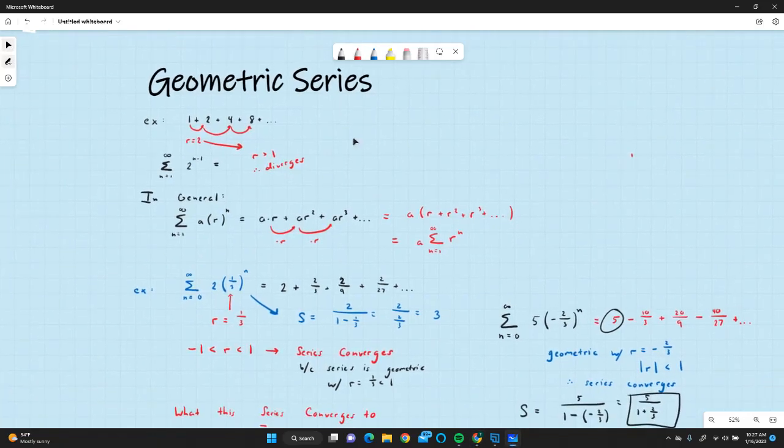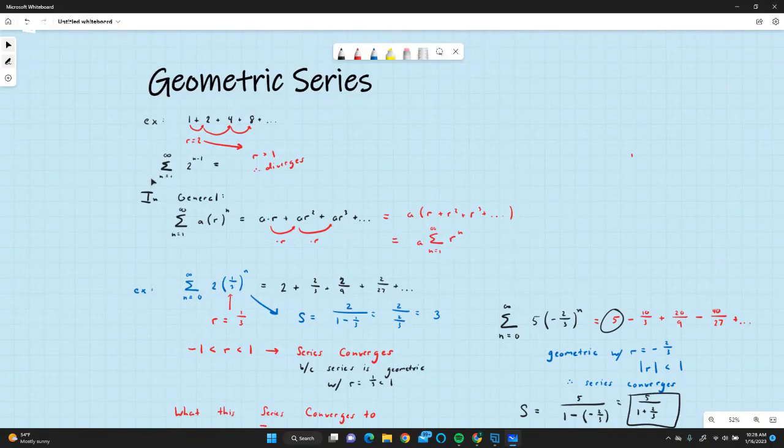All right, TLDR, geometric series. A geometric series is a type of infinite series that follows the very specific rule that there's a common ratio you multiply by to get the next term. So here's an example of a very basic geometric series where I start with 1, and then I'm multiplying by 2 to get the next term, multiply by 2 to get the next term, multiply by 2 to get the next term. That's called a geometric series, and the ratio would be 2.